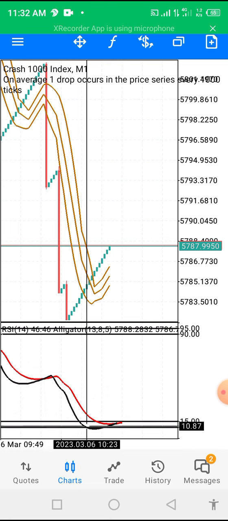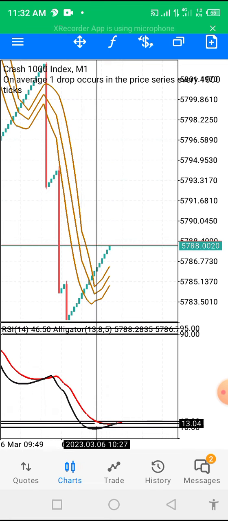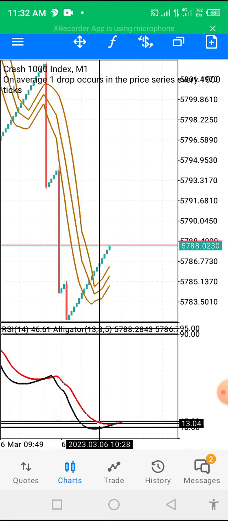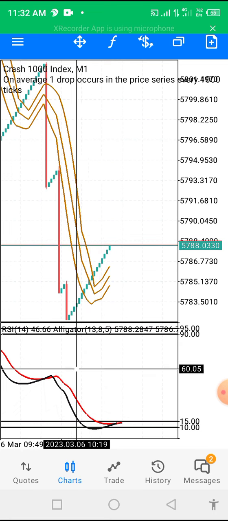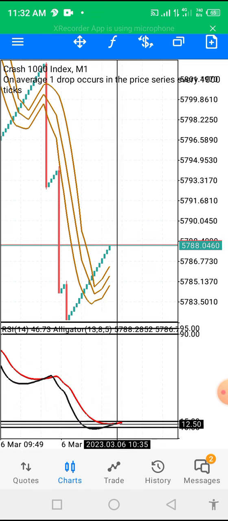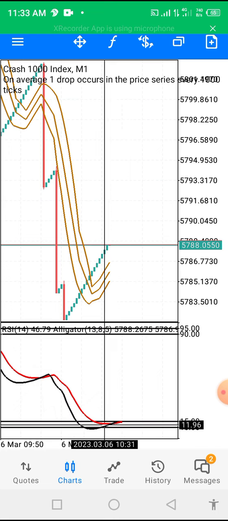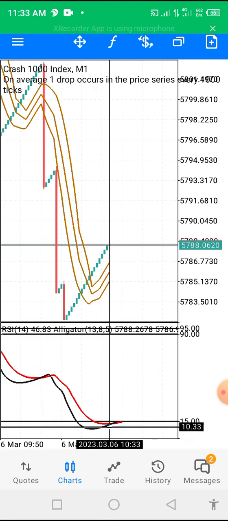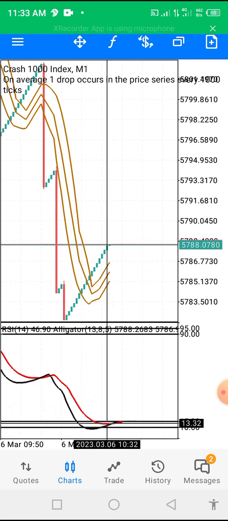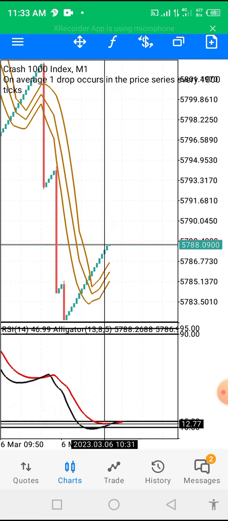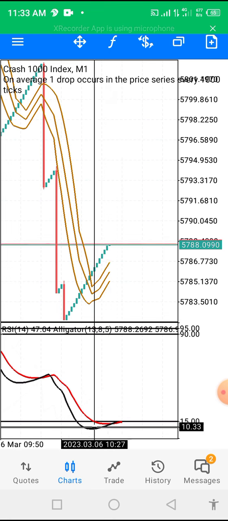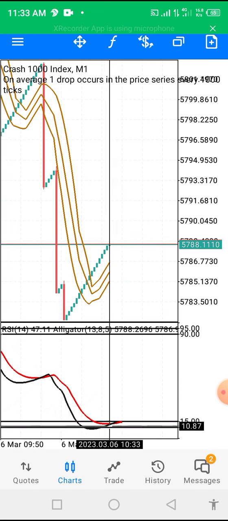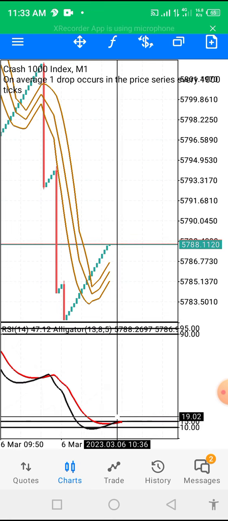Once you see them going below level 15 and level 10, all you have to do is wait for a crossover. The crossover has to happen below level 15 here. Once you see the two indicators below level 15, what you have to wait for is a crossover to happen. As you can see, we just had a crossover. You see the black crossing the red indicator.